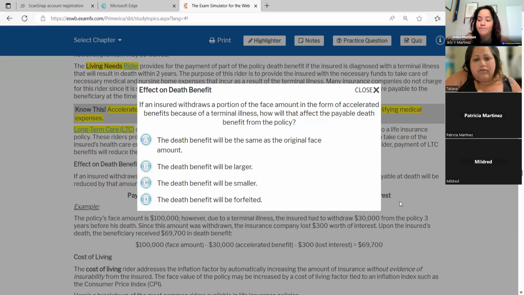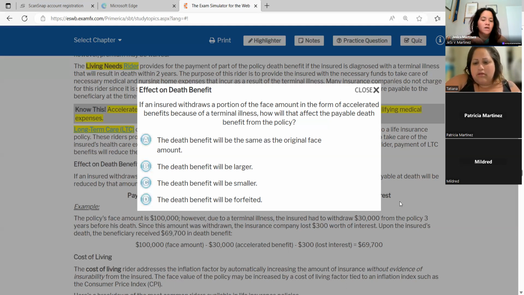If an insured withdraws a portion of your face amount in the form of accelerated benefits because of terminal illness, how will that affect the death benefit that your beneficiary will get, not a loan, but the accelerated benefits that you took? A, it won't, because of the terminal illness.